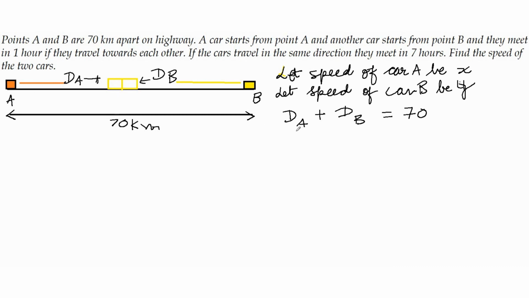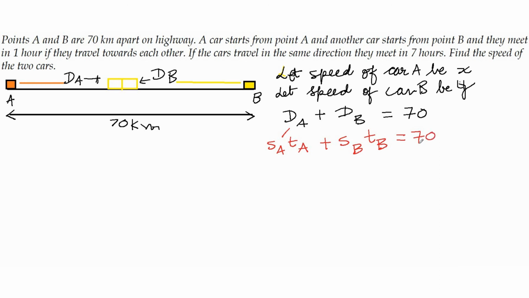So the distance is speed into time. This is nothing but speed of car A multiplied by the time taken by car A, because distance is speed into time, plus the distance covered by car B, which will be speed of car B multiplied by the time taken by car B. This has to be 70.